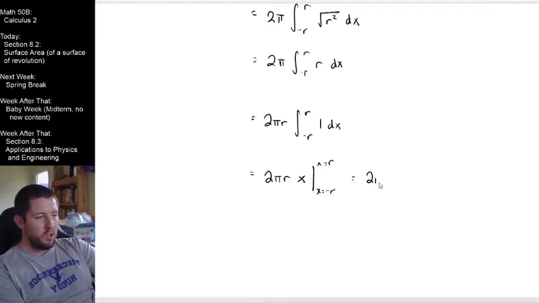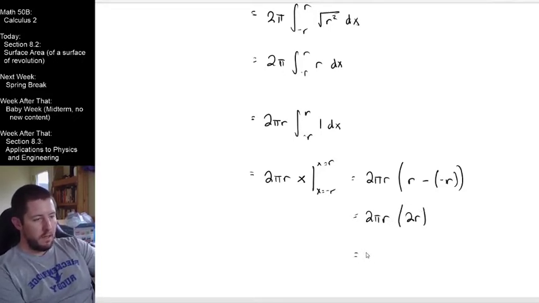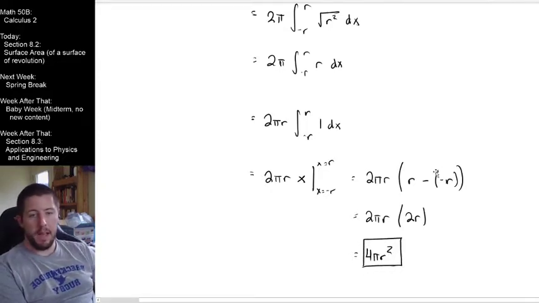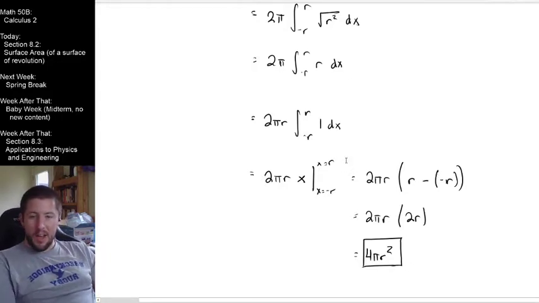And that's going to give me 2 pi r times x is positive r minus x is negative r. That's 2 pi r times r plus r, which is 2r. And hey, that's 4 pi r squared. That's pretty sweet right there. That was highly satisfying to me.